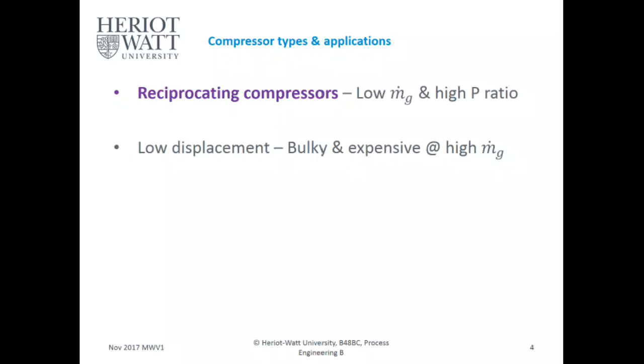They have low displacements, so they're quite bulky, they're very expensive, and sorry, that's actually wrong. So this actually applies to a rotodynamic compressor, my bad, I put it the wrong way. They're quite bulky, they're quite expensive, but they can move quite a lot of gas at any stage. So this is a rotodynamic compressor, so ignore that line and I'll come back to it.